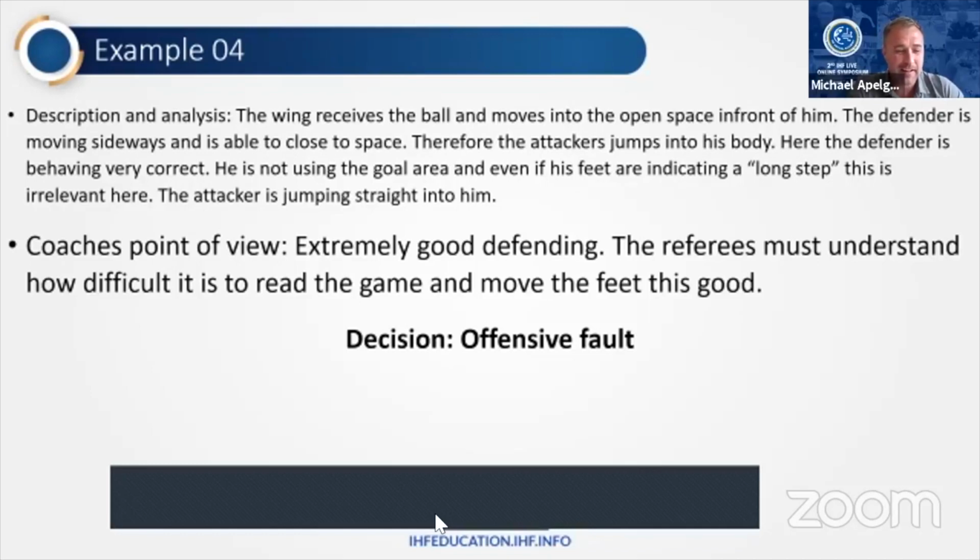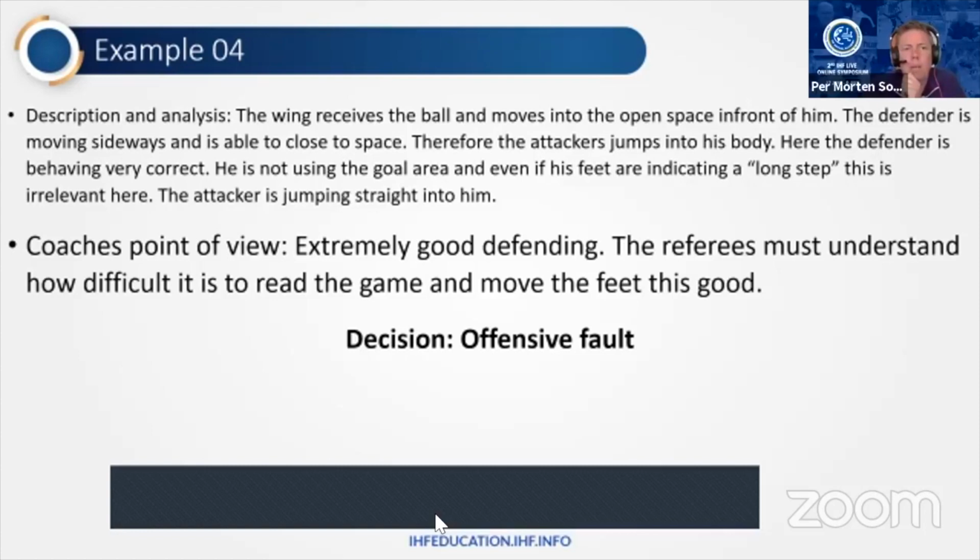But the thing that is so important is that the referees must understand how difficult this is for the defender, to move his feet so well and to be positioned that well when the wing is jumping in. That he doesn't get paid for this, yeah, that hurts the coaching heart. So it should really give him something for that, because he is really defending well here.